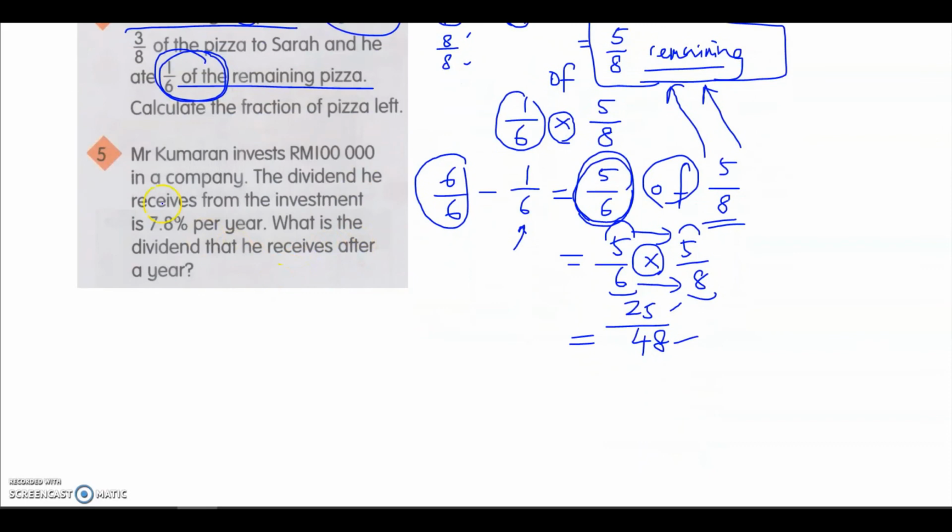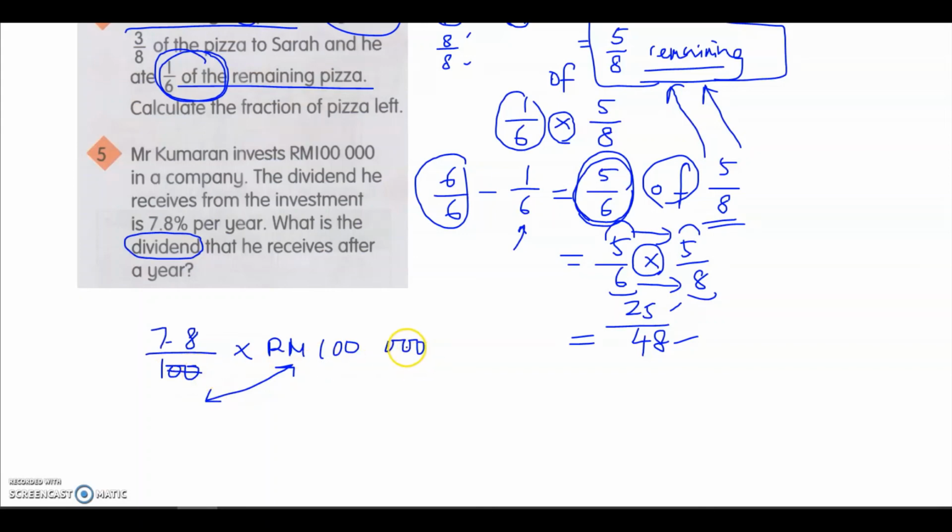Last question, number 5. Mr. Kumaran invests 100,000. The dividend he receives is 7.8% per year. What is the dividend that he receives? So he's asking for the amount. So 7.8% over 100 times 100,000 ringgit. So this and this we can simplify.